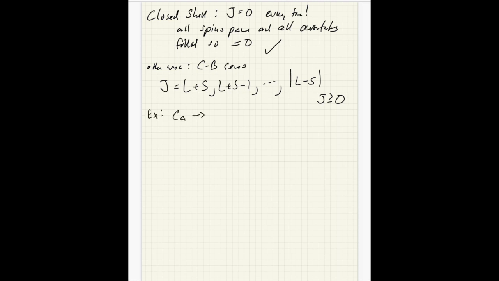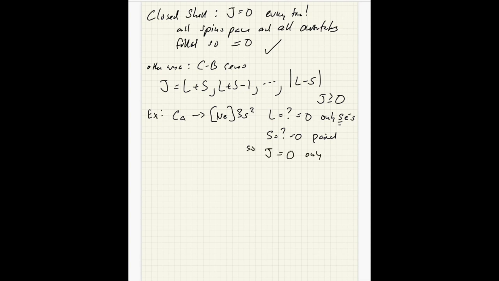So let's just look at some examples here. So first, calcium. That's neon with a 3s2. L is going to be 0, S is equal to 0, so you only have J equals 0. The spins are paired, there's no orbital angular momentum. This will be a singlet S state. That's what ground state calcium looks like.